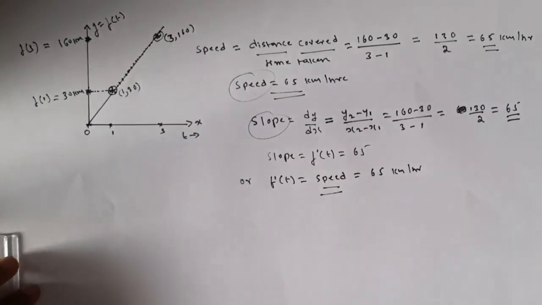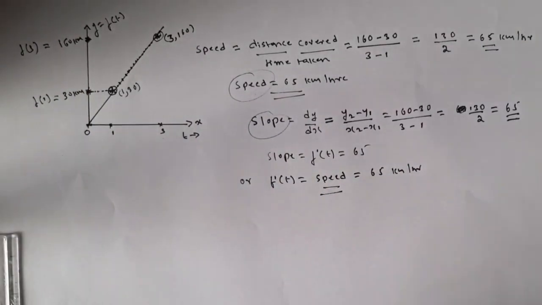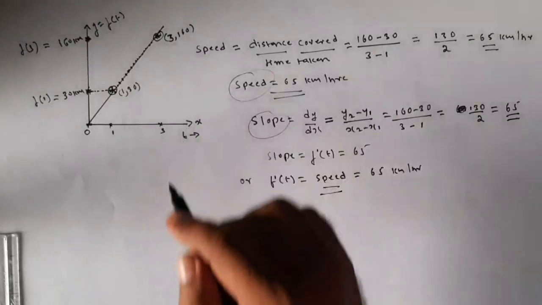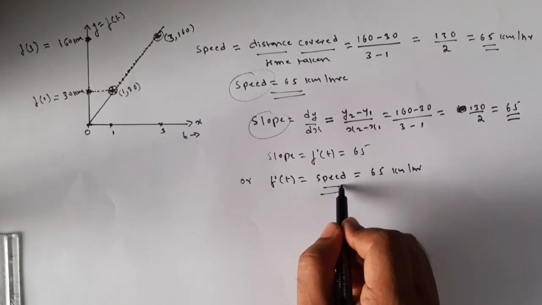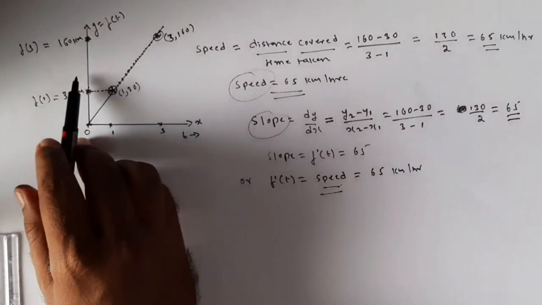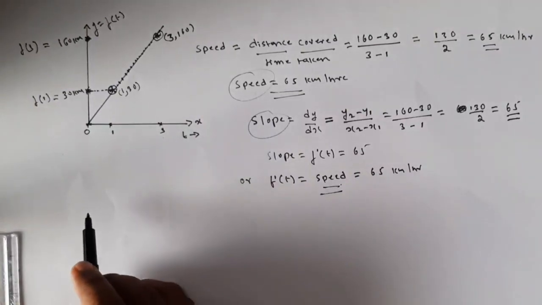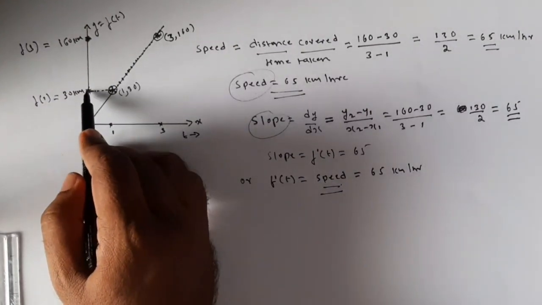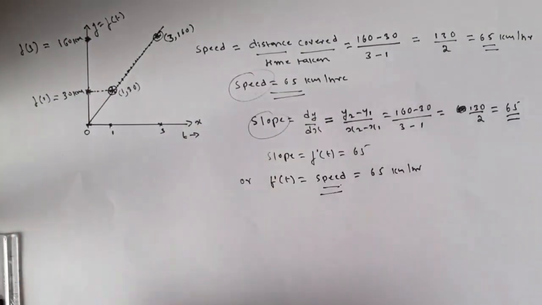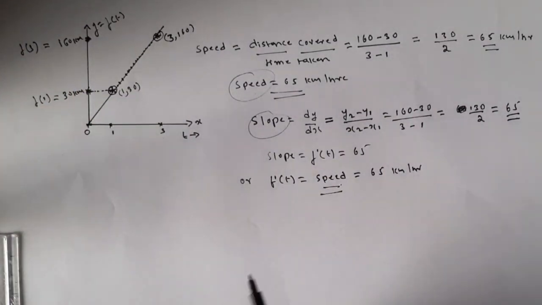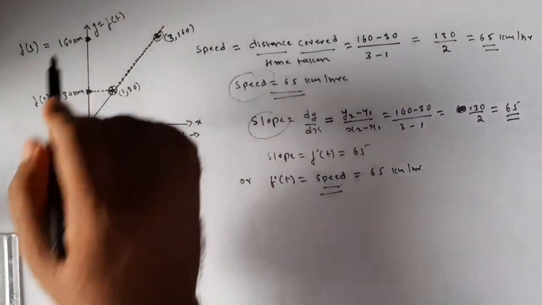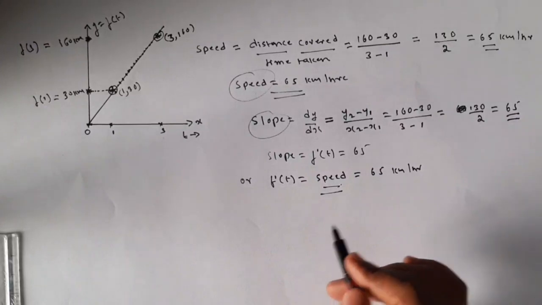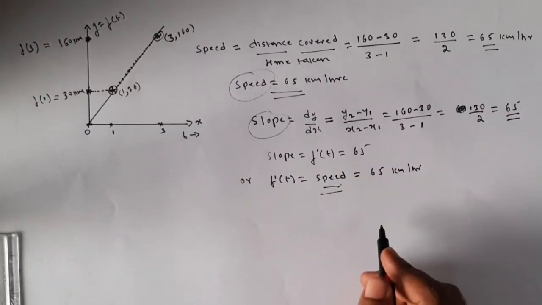So if we are saying integration is the reverse process of differentiation, then if you integrate speed, we have to get the distance covered from here to here, isn't it? Because we are differentiating the distance covered from here to here, and we are getting the speed. From here to here, speed is 65 km per hour. Similarly, if you integrate speed, we have to get this distance. Then only we can say integration is the reverse process of differentiation. Now let us see that.